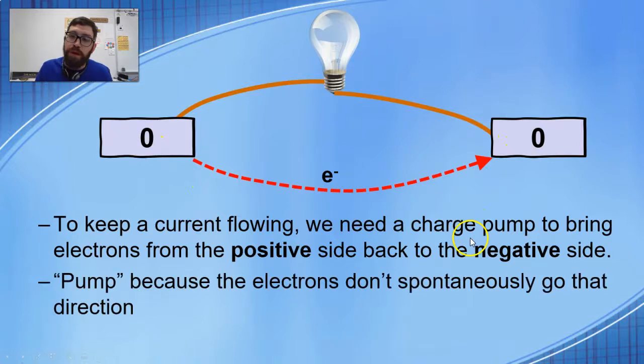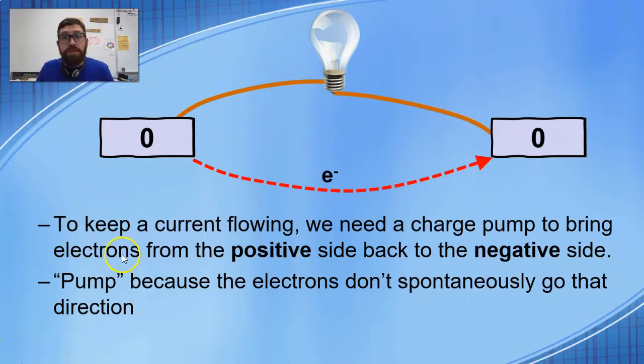And I use the word pump because the electrons do not spontaneously go that direction. The electrons don't automatically want to concentrate themselves. They spontaneously move from negative to positive. They do not spontaneously go from positive to negative. And the reason for that is the electrostatic force, because opposite charges attract, negative is attracted to the positive. But like charges repel. So the negatives do not want to be concentrated with each other.